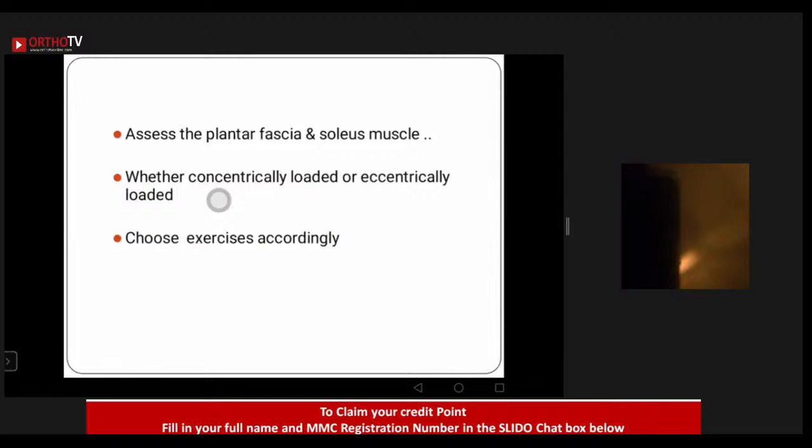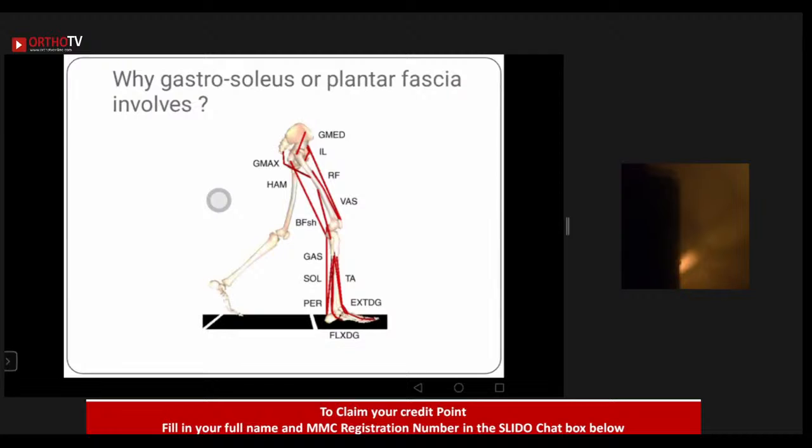So assess the plantar fascia and soleus muscles, whether concentrically or eccentrically loaded, and then choose exercises accordingly. Why are the gastrosoleus or plantar fascia involved? Definitely kinetic change. The functional movement is walking; we walk from morning to evening. In walking, the major muscles required are your glutes, your quadriceps, and the calf muscle, but mainly the glutes. If the glutes are inactive, they fatigue early due to muscle weakness. Then walking is carried mainly by the gastrosoleus complex and plantar fascia. That fascia is overloaded, you end up with a tight gastrosoleus, and because of that the pronation of the foot and heel pain start.